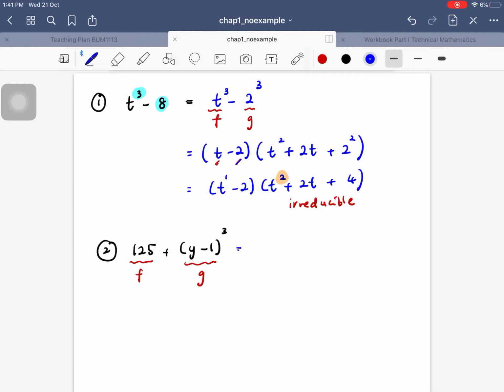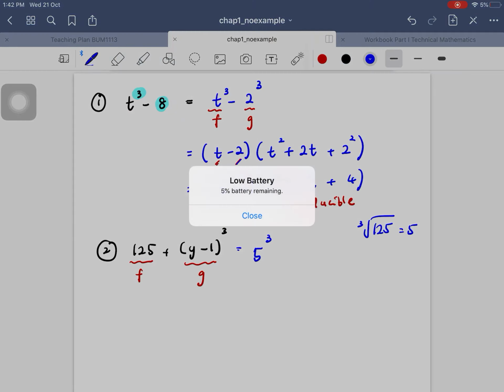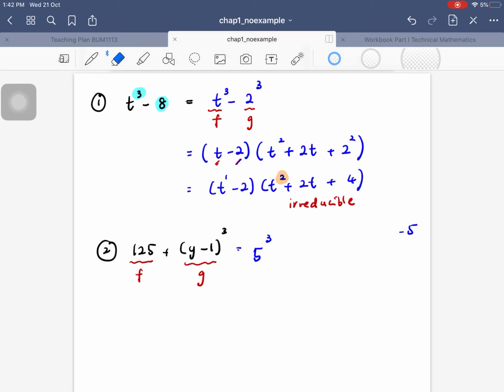And the good news is that 125 is actually 5 to the power of 3. If you're not sure what it is to the power of, you can use your calculator and find the cube root of 125, and your calculator is going to give you a value of 5. Okay, and the other term is going to be (y minus 1) cubed.